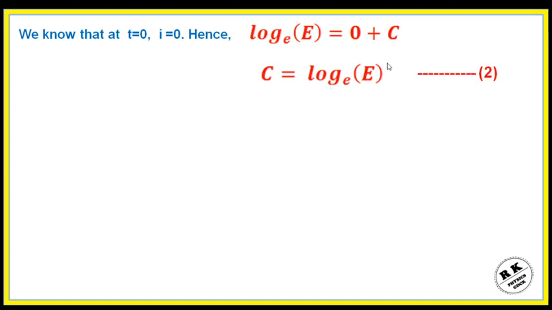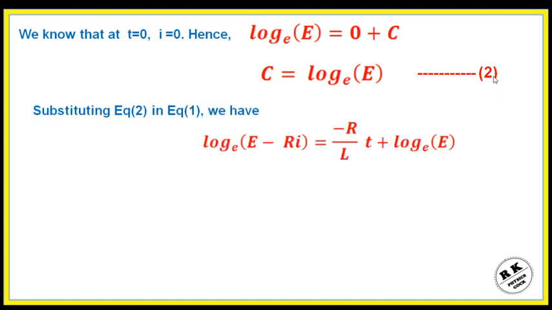Let us assume that this is equation number 2. If we substitute this equation in the earlier equation, we will get log of E minus Ri is equal to minus R by L times t plus log E. We do not always pronounce the base e. It is assumed. Though it is written, we do not say it every time.